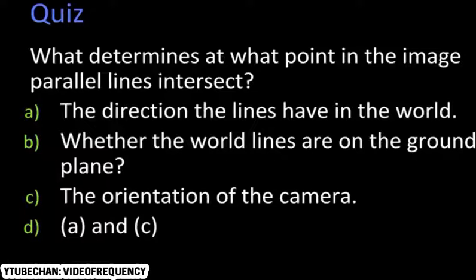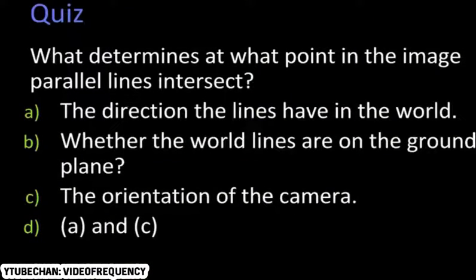Let's talk about A. Well, of course A has got to be true. The direction of the lines in the world, of course, we just showed, the math shows that where they intersect in the image comes from there. And then it says whether the world lines are on the ground plane. Well, all world lines that are on the ground plane, parallel lines, they all intersect at what? They intersect at that horizon. But now here's where it was a trick question. I said, what determines at what point in the image parallel lines intersect? I didn't say on what line, it's at what point. So that's why B is not true.